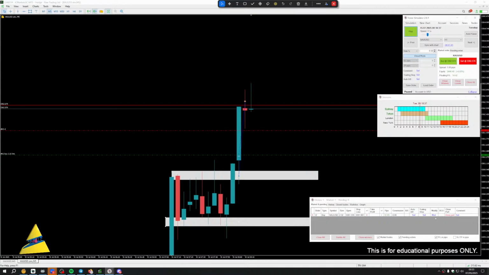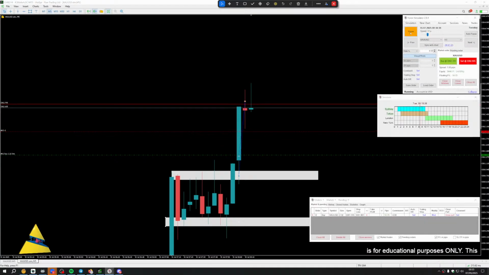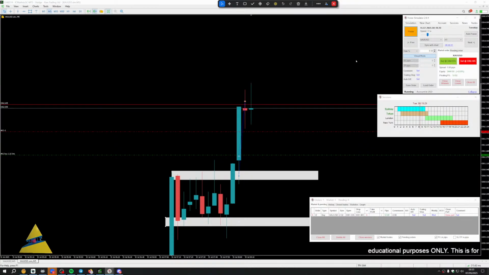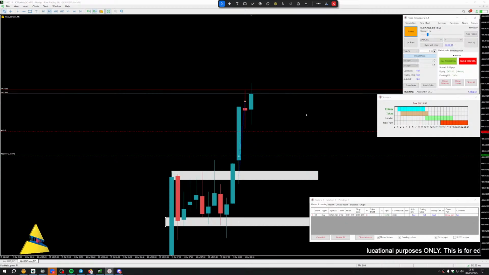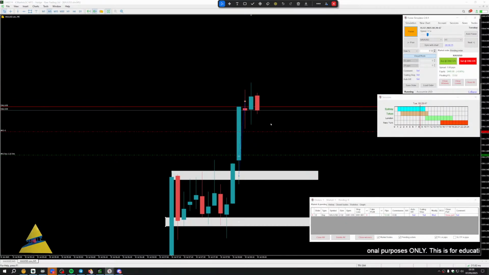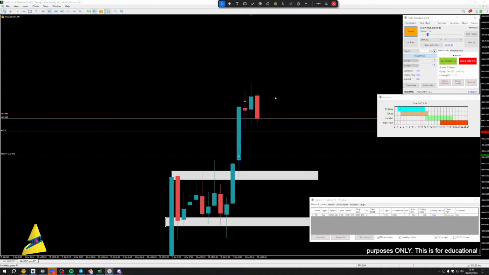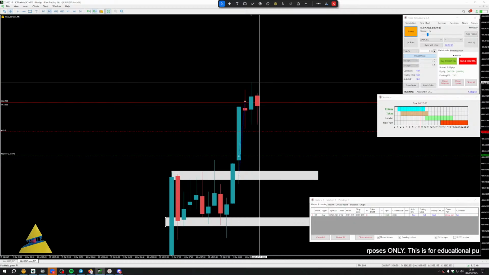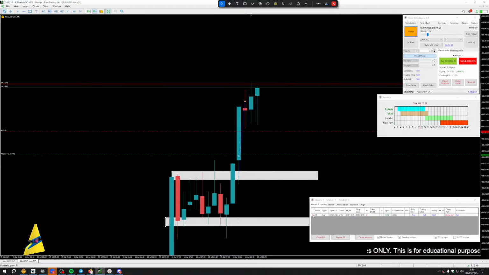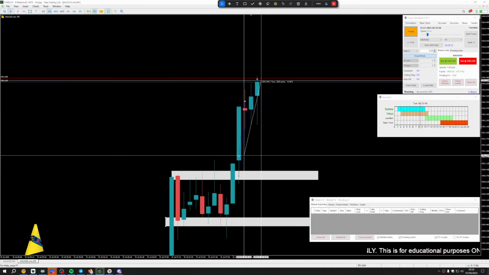Wait, this feels a bit too tight. Let me move it down here. SL below that red candle wick. Yes, sir. I think if it breaks that red candle wick, then at that point it is what it is. I'm going to secure the rest of my positions here as it re-breaks the highs. Yeah, I'm just going to take it off. I think that was already a pretty nice push.